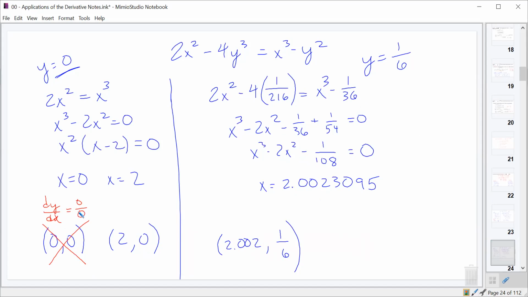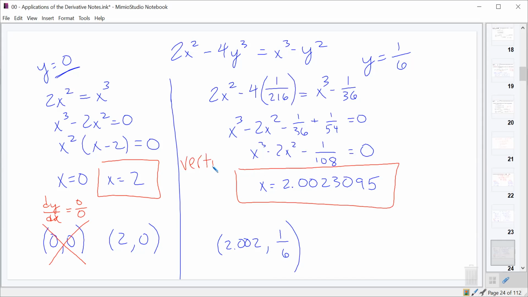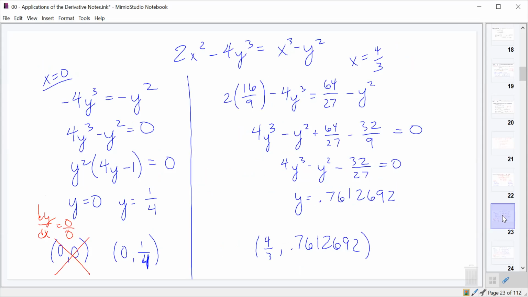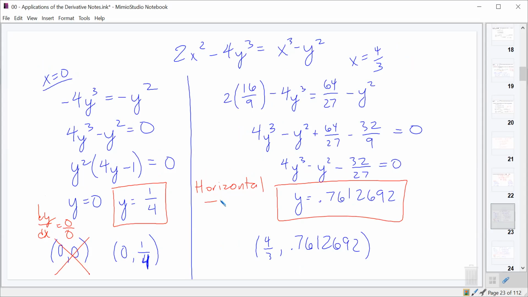But the other ones look pretty good. Looks like x equals 2 and x equals 2.0023095 ought to be our vertical tangent lines. And y equals 1/4 and y equals 0.761262 ought to be our horizontal tangent lines.